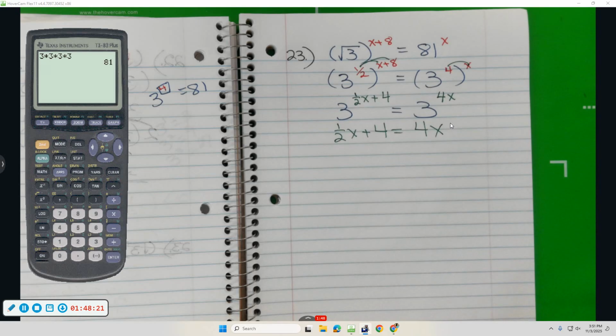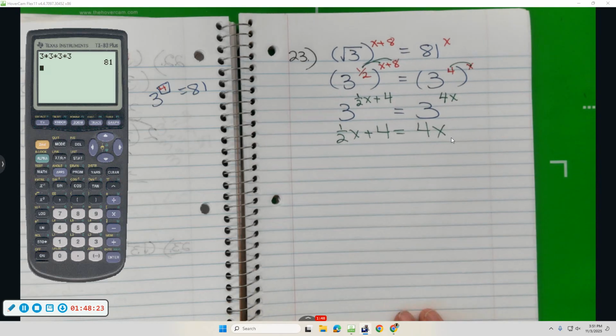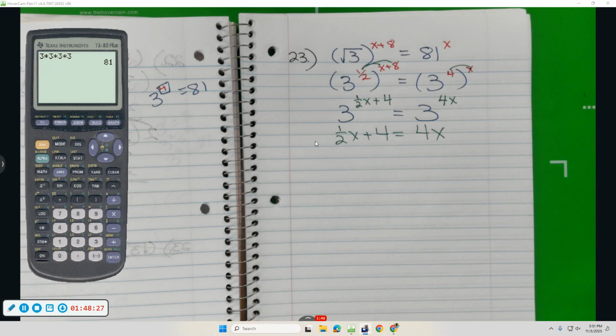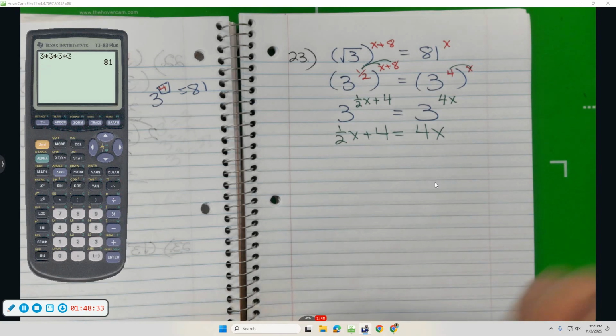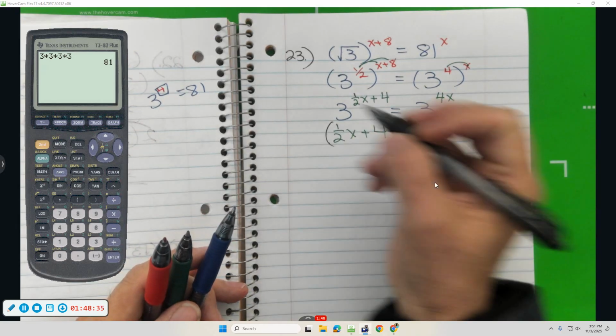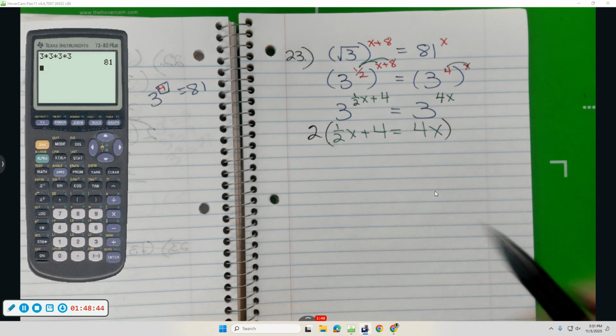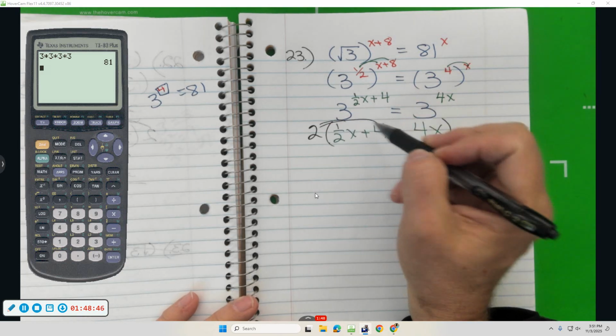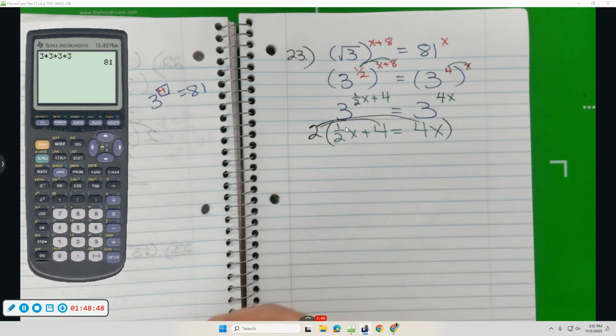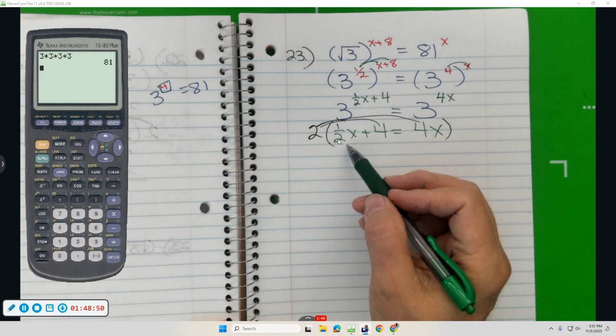I like to get rid of the fraction. I think there's fewer chances for you to mess up by getting rid of the fraction. If we're going to do that, we'll multiply through by 2. Seems vaguely familiar. Is it the same thing? No, it's very similar though. Okay, distributing the 2. What are we going to get here?